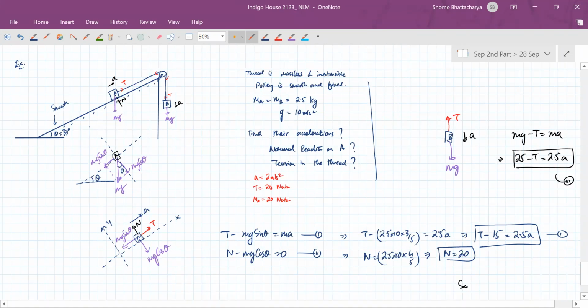So now solve equations 1 and 3 to find a. And you'll see you'll get the value of a as 2 meters per second square and the tension T as 20 newtons. So the key thing in this problem was the resolution of the forces properly for the inclined plane situation. So make sure you're clear with that.